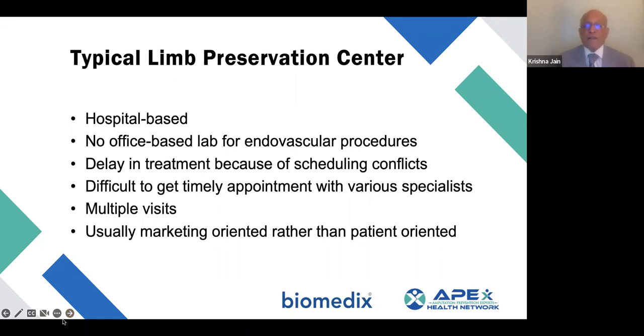There's no office-based lab for endovascular procedures. It is extremely important. If you want to get timely care, an office-based lab is a critical part of a limb preservation center. There is a delay in treatment because of scheduling conflicts. There's difficulty getting timely appointments with various specialists, and patients have to come multiple times to see different specialists because the care is not coordinated. And usually these centers are marketing oriented rather than patient oriented.